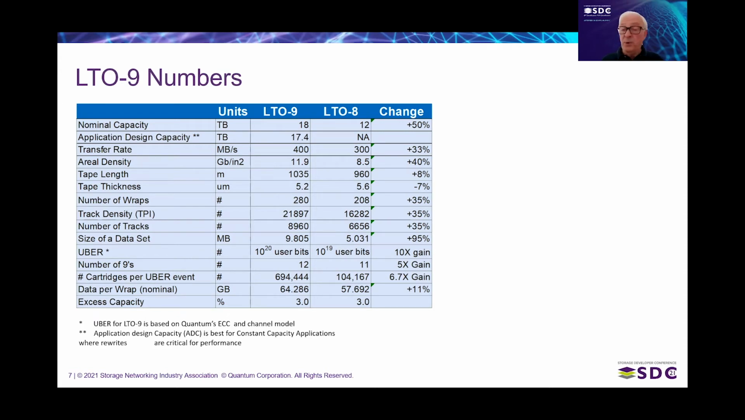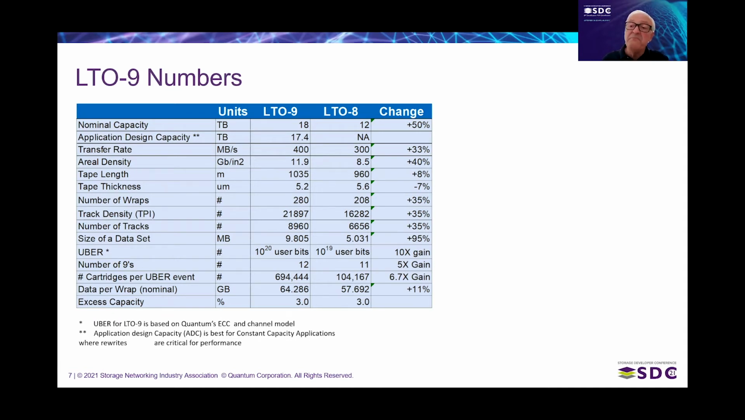And important thing to note, our track density, TPI, first time, again, in the history of LTO, we have gone above 20,000 tracks per inch track densities. This is massive. We have broken through a big technological ceiling here. And one of the key things of LTO, I'll go over that next slides, is the user bit error rate.